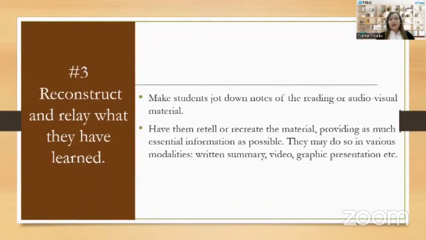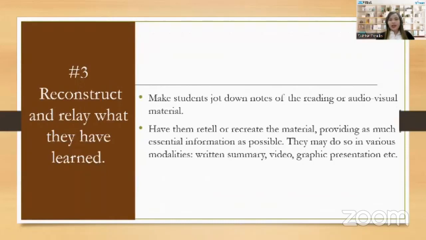And they have to do so in various modalities. They could do it as a written summary, which is true especially for those who are doing modular classes, or as a video, graphic presentation, or a Word document, etc. The point is, we allow them opportunities to reteach or restate whatever it is that they have just seen, read, or heard with a goal of recreating it because we'd like them to be able to tease out essential information.